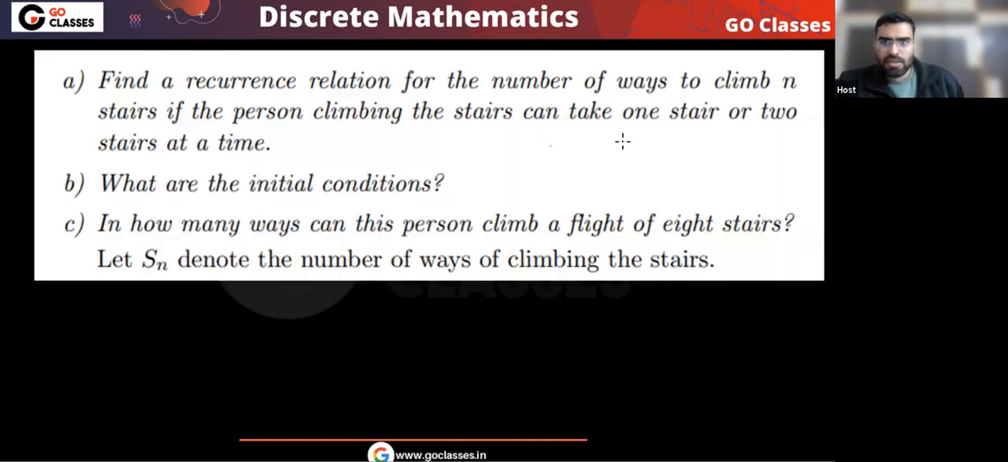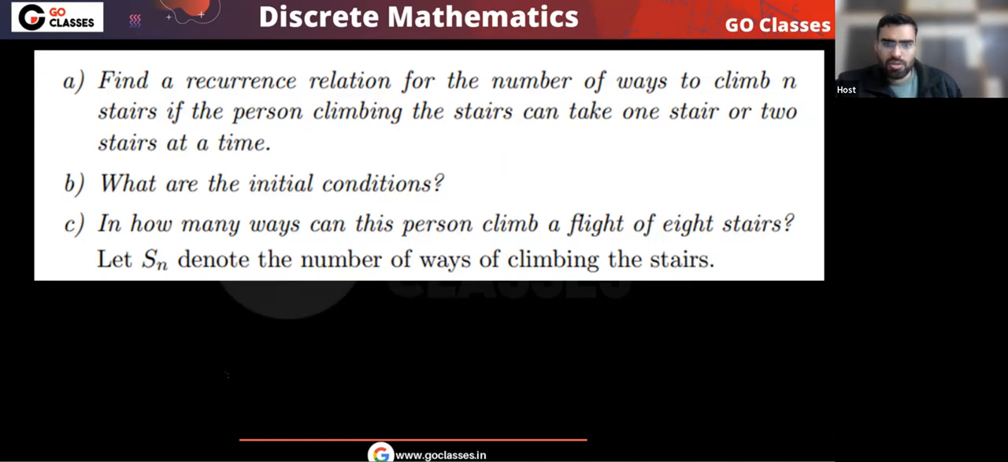Anyway, let's come back to, so can anyone try? Quickly tell me the answer for this question. Find the recurrence relation for number of ways to climb n stairs, if one person can take 1 or 2 stairs. Can you notice this is the same previous problem? This problem is same as the previous problem.